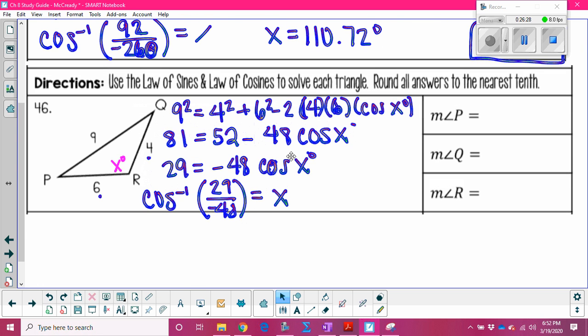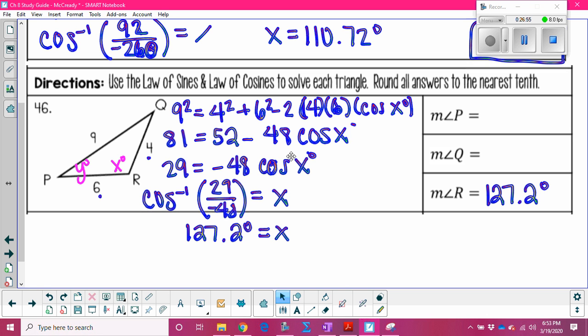If I put this in my calculator, I'm going to end up with 127.2 degrees. So that's angle R, 127.2 degrees. Now I need to find one of the other angles. It does not matter which angle I find next. I'm just going to find P, and I'm going to label that as Y.